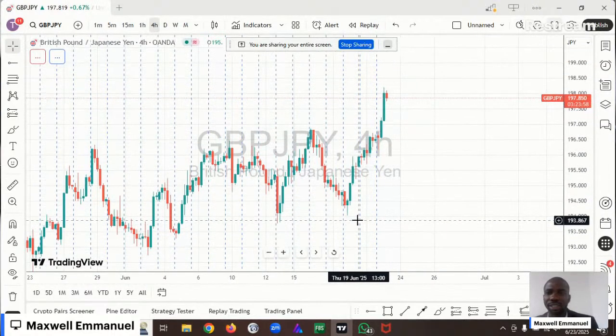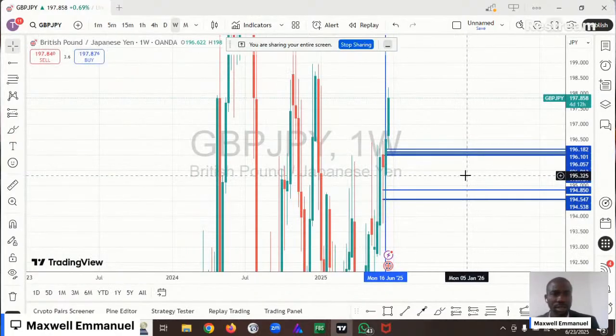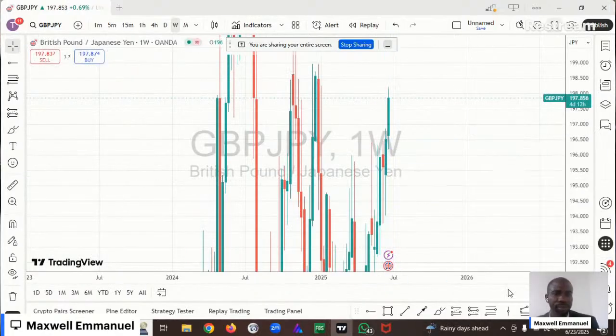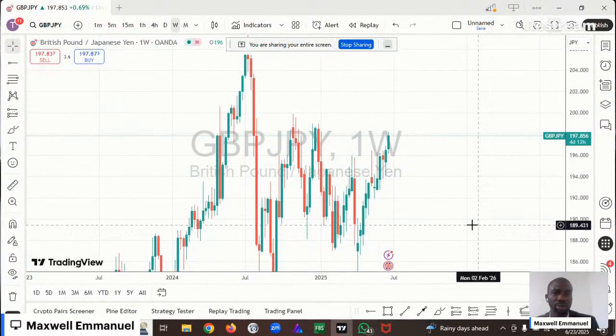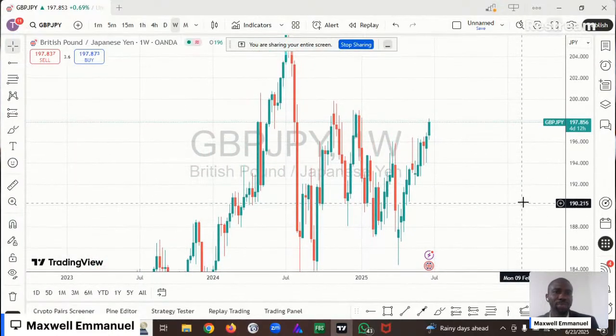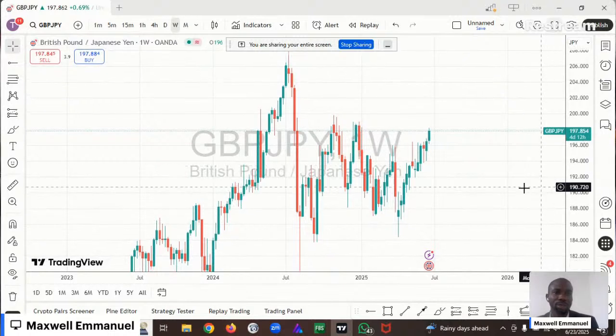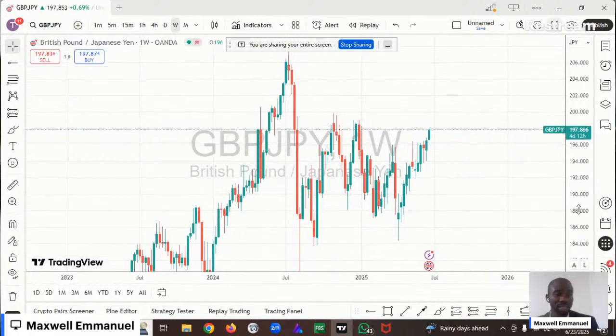Can you see GJ? Let me start with the weekly time frame. Please bear with me. The network is slow. That's why it's taking time for the chart to update. So you can see GJ for the past 2 weeks now. For the past 2 or 3 weeks, GJ has been bullish.